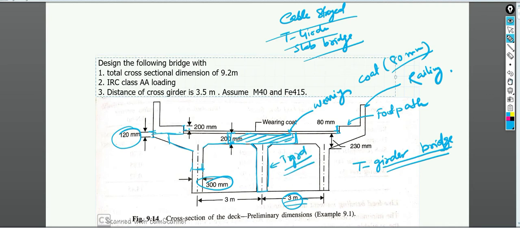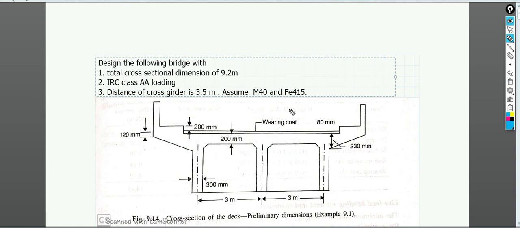Okay, so let's go for the design. We'll design this in small parts. Today we'll design only this cantilever portion. You just look into this. We'll only design this cantilever portion. And as you have seen here, it is mentioned that we should design it for IRC Class A kind of loading, which you can find in IRC. So let's go for the design.